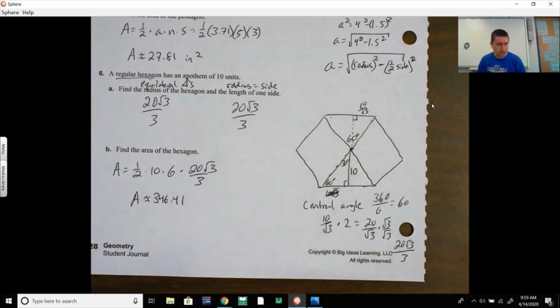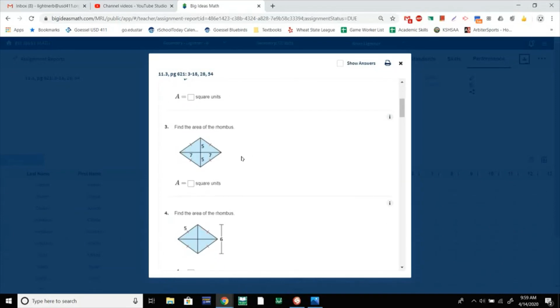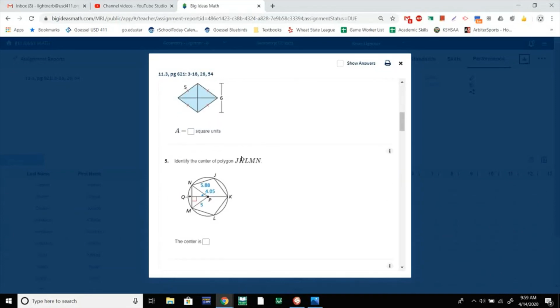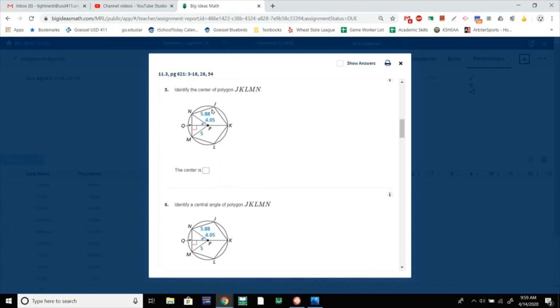Okay. I don't think we'll have any trig with what you need to do. Trig is definitely applicable to this. You're dealing with a lot with triangles, and there's right triangles that are formed with the apothems. You're starting off with some areas of kites. Area of the rhombuses, just 1/2 diagonal 1 times the diagonal 2. The next set of questions is just identifying what is the center.